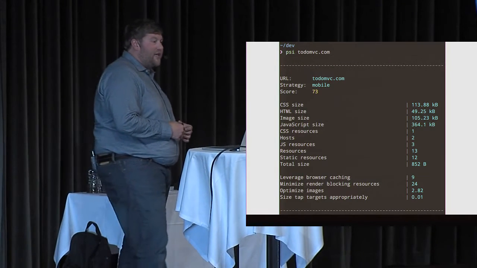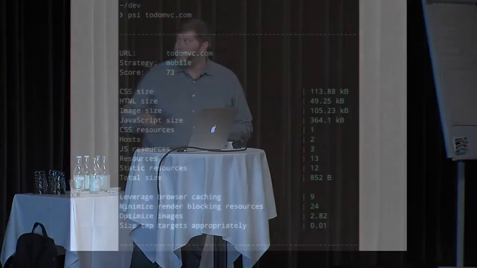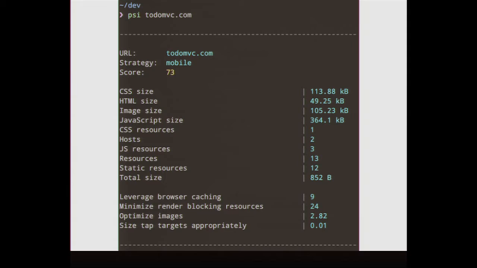So the idea here is I can run PSI and then a domain, and the same response that I got from the website I would get in this form. So here I want to check the page speed score. In this case, it's a 73. I want to check the size of the CSS, the HTML, the JavaScript, and then I have some rules that I can improve. So I want to leverage browser caching. I want to optimize my images. And then if you're using a mobile form factor, you want to make sure you follow some mobile best practices, like making the tap targets big enough.